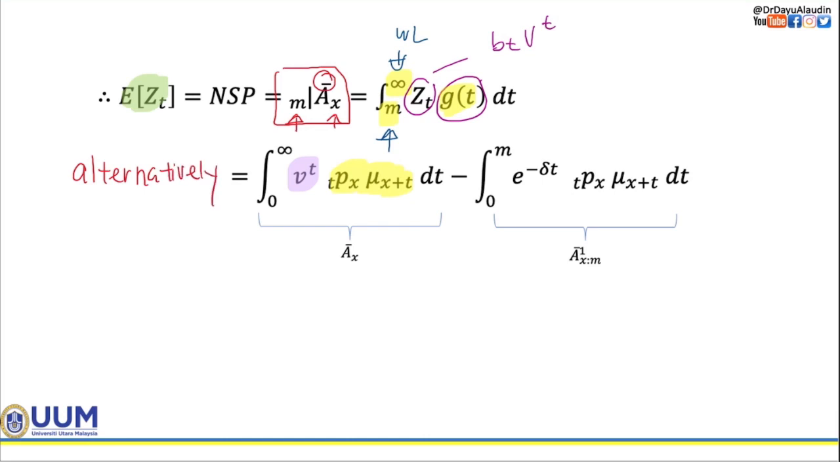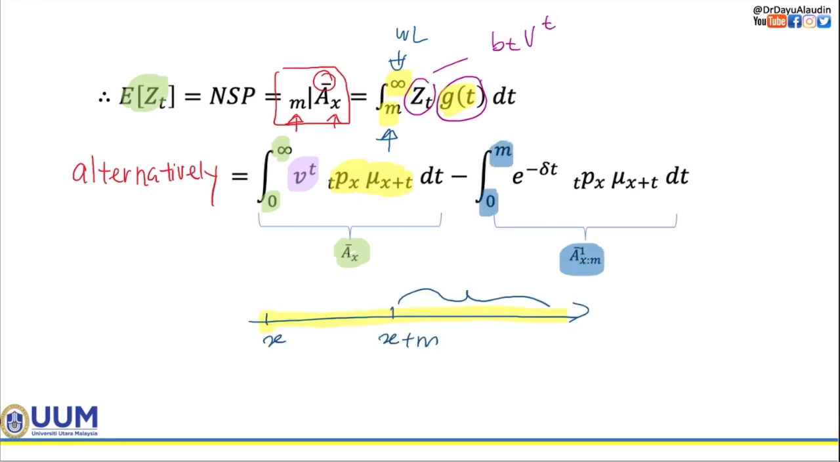Alternatively, we also can write down the deferred insurance as this is for whole life from 0 to infinity, and this is for term insurance from 0 to M. For the term insurance for M years, the death must happen from X to X plus M. That's why we also can use this formula, whole life insurance minus the term insurance for M years, to get the deferment for M years.